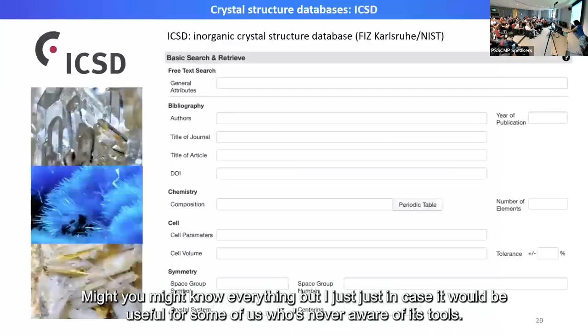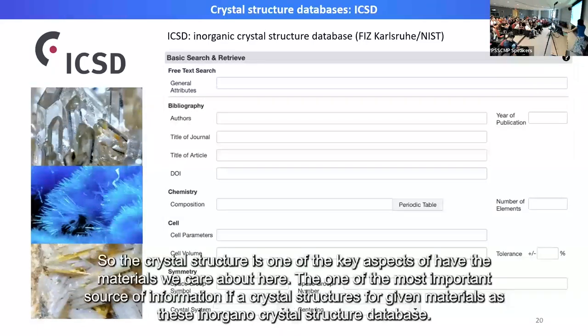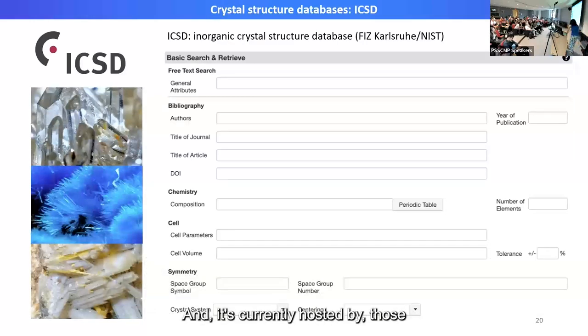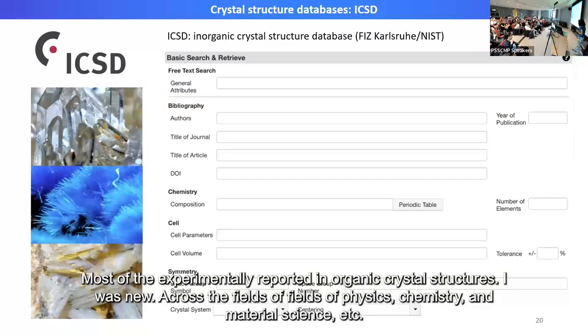Since we care very much about the underlying lattices of given materials, the crystal structure is one of the key aspects of the materials we care about here. One of the most important sources of information on crystal structures is the Inorganic Crystal Structure Database. It's currently hosted by an institute in Germany and also NIST. It extensively includes most of the experimentally reported inorganic crystal structures as new materials are synthesized across the fields of physics, chemistry, and materials science, etc.